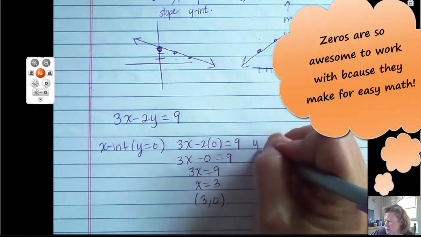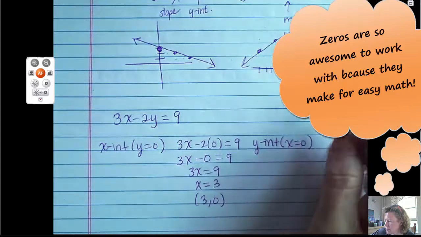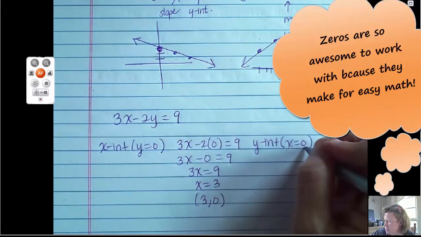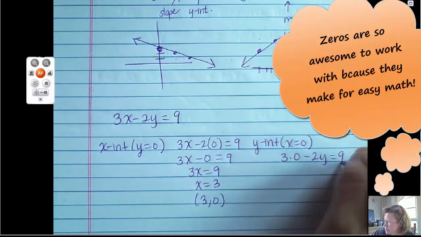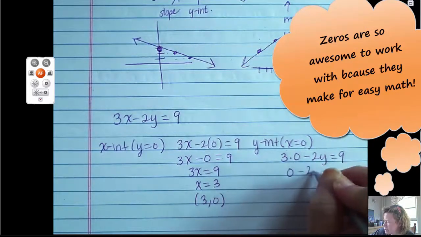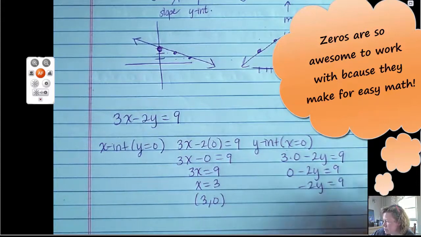The y-intercept of the graph is when x equals 0. So you replace x with 0. So we have 3 times 0 minus 2y equals 9. 0 minus 2y is 9. Negative 2y is 9. Divide by negative 2. Y is negative 9 over 2, or negative 4.5. So your y-intercept is 0, negative 9/2.